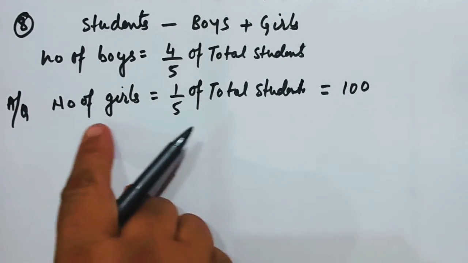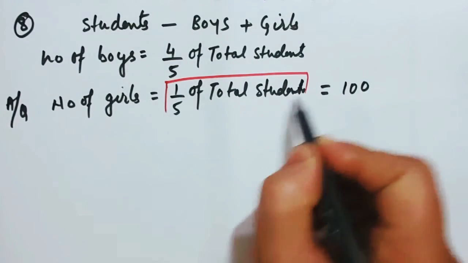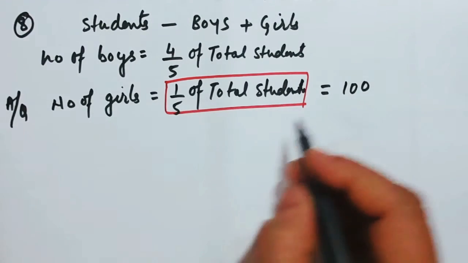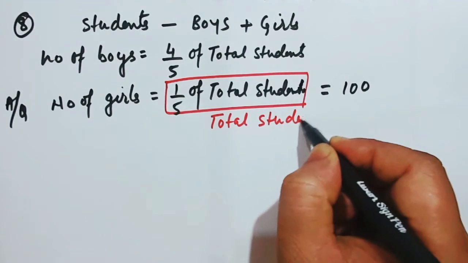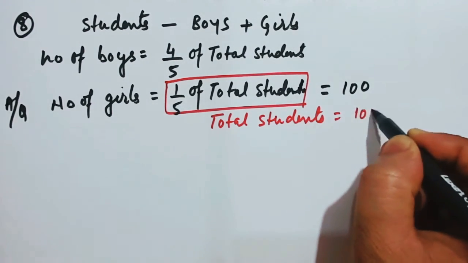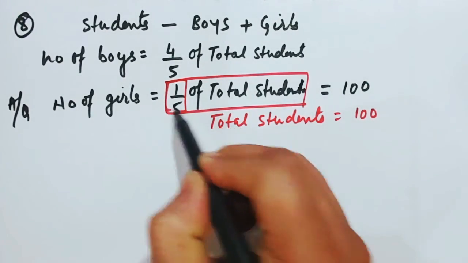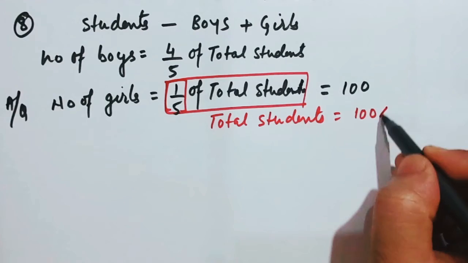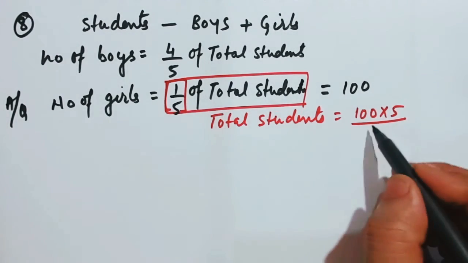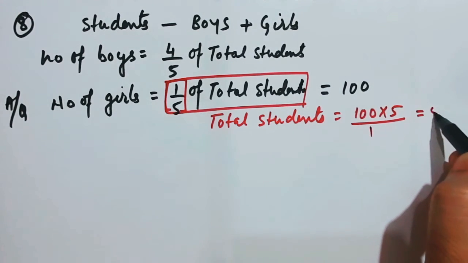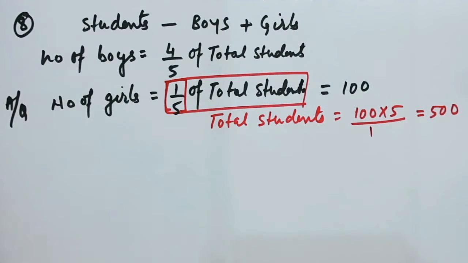So here the number of girls, which I have found in terms of the fraction 1 by 5 of total students, is equal to 100. Therefore, total students will be equal to 100. And as I had told you, when you transpose 1 by 5 onto the other side, the denominator becomes the numerator and gets multiplied, and 1 will come over here. So it is equal to 500. What you have done, you have found total number of students is equal to 500.